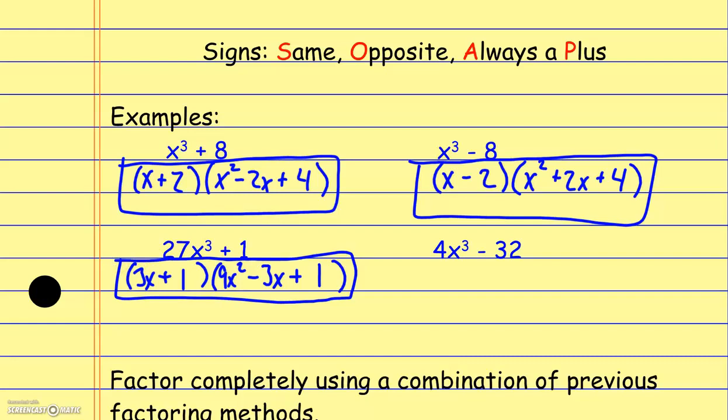The next one, this is not a sum or difference of cubes. 4 is not a perfect cube. Neither is 32. But what I do notice here is this has a greatest common factor of 4, so I can factor the 4 out. That's an x cubed minus 8.